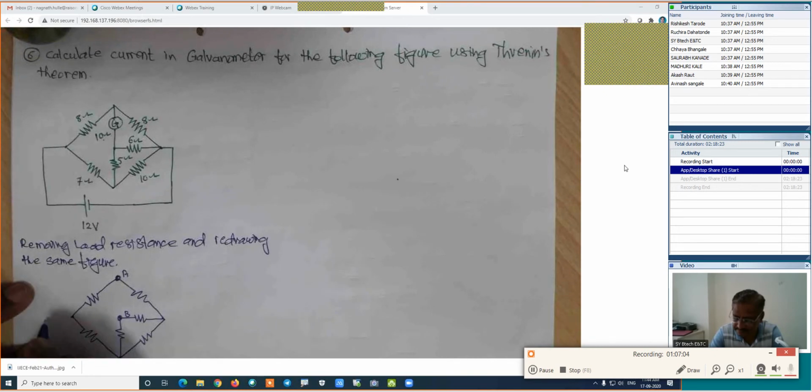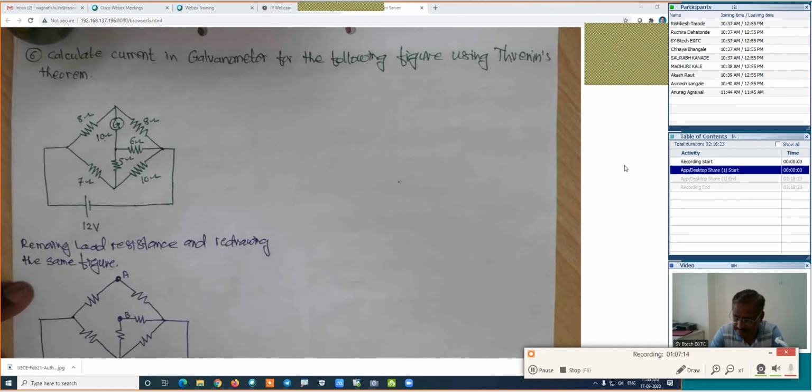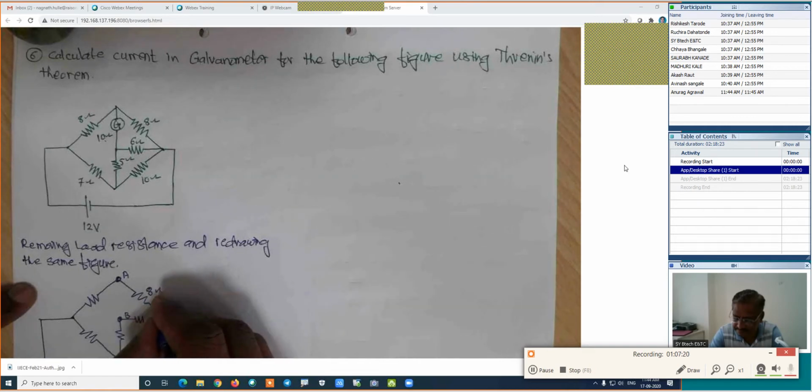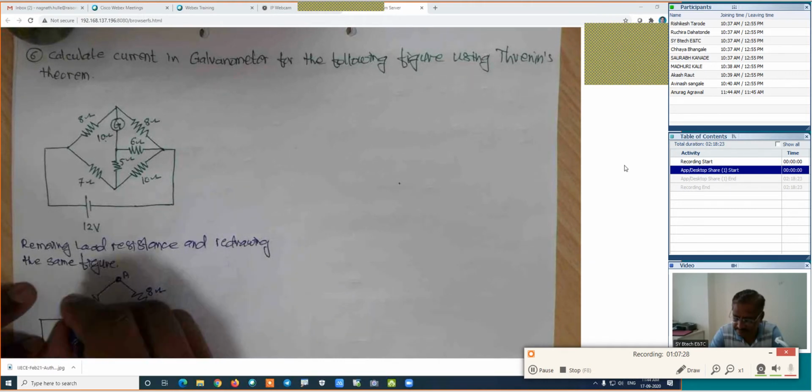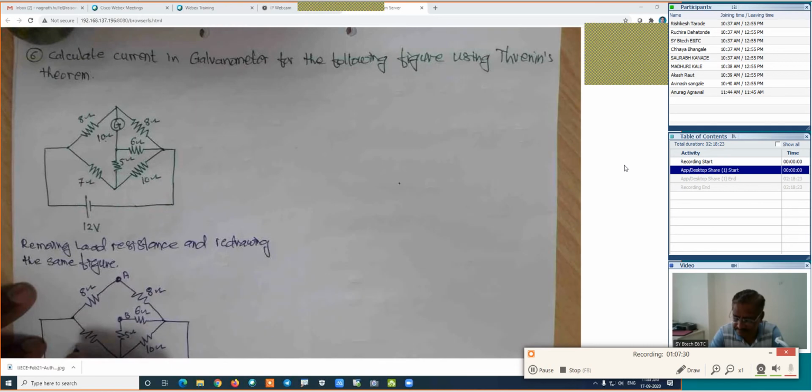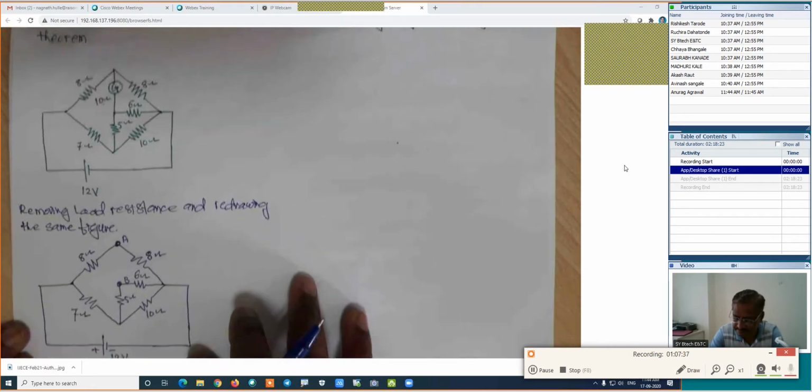And I will redraw the remaining figure. It will be something like this. This is the figure. It is the 12 volt source, plus minus. Here it is 8 ohm. This is 6 ohm. This is 10 ohm. This is 5 ohm. This is 8 ohm. Here it will be 7 ohm. So in this case, this will be the figure.